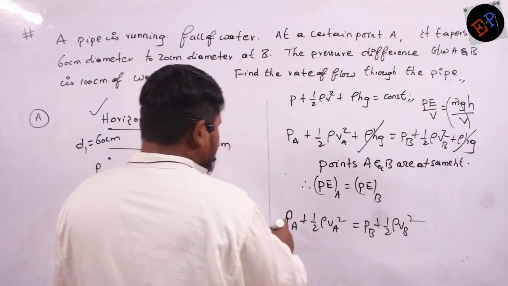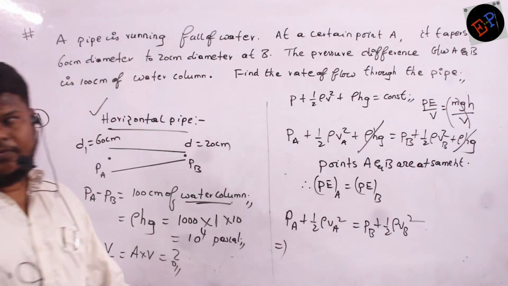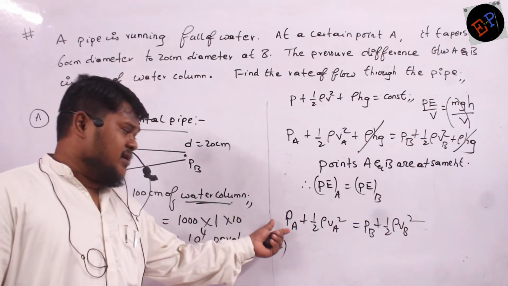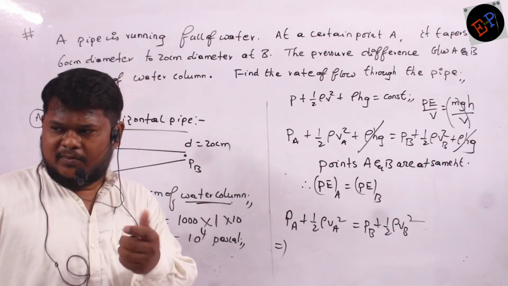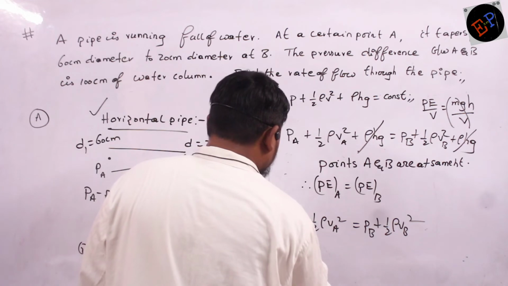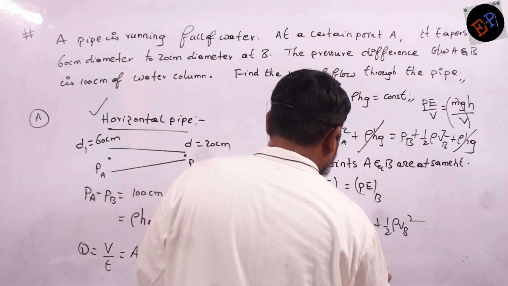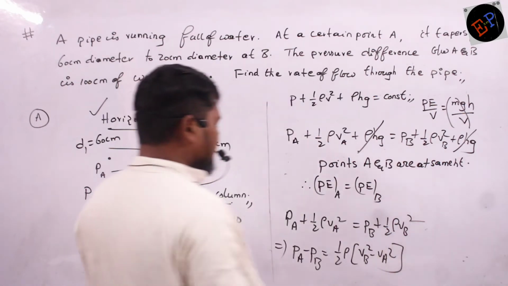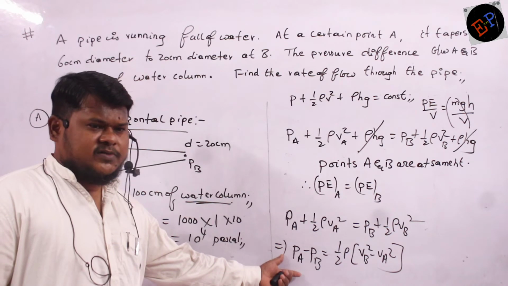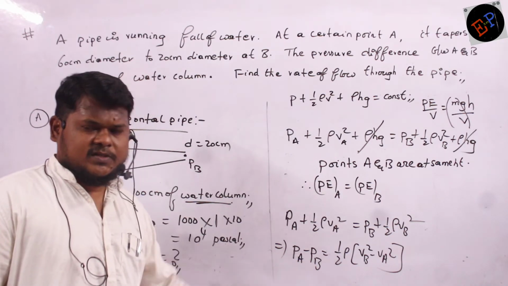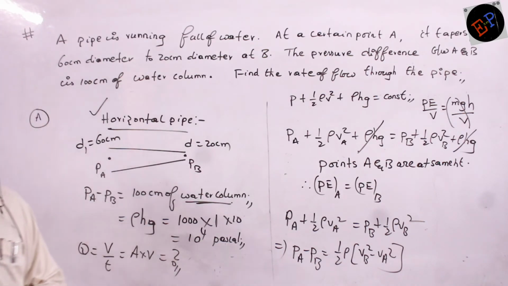Okay. Now what is PA and what is PB? Pressure energy per unit volume at point A. PB is pressure energy per unit volume at point B. And pressure energy per unit volume is nothing but pressure. Already I said yesterday, no? Pressure energy per unit volume is nothing but pressure itself. So therefore I can write PA minus PB is equal to half rho, if I take common, VB square minus VA square. So I got the equation up to here. Okay. Now what is PA minus PB? Pressure difference only, no? PA is pressure at point A, PB is pressure at point B. That pressure difference we have already calculated, no? 10 power 4. So substitute here. Okay. First make a note up to here.